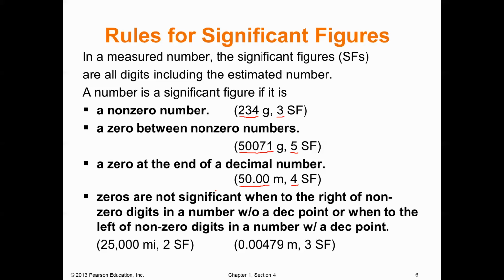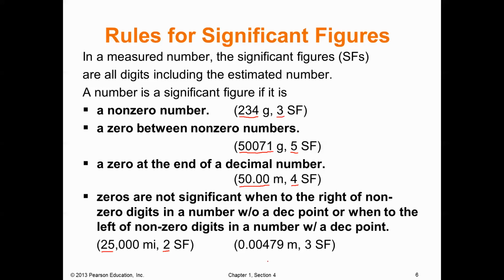Now, zeros are sometimes not significant. Sometimes they're there to show us the magnitude of a number, and they aren't actually significant. So in the example of 25,000, we have zeros to the right of non-zero digits and a number without a decimal point. And so the 2 and the 5 are non-zero, they're significant, but the zeros are not. So we actually have 2 sig figs right here. What this implies is this is a pretty poor measurement. The fewer sig figs we have in a number, the lower quality of the measurement, and so this means this is a pretty poor measurement, and someone probably rounded it. The zeros are here just to show us the magnitude of the number.